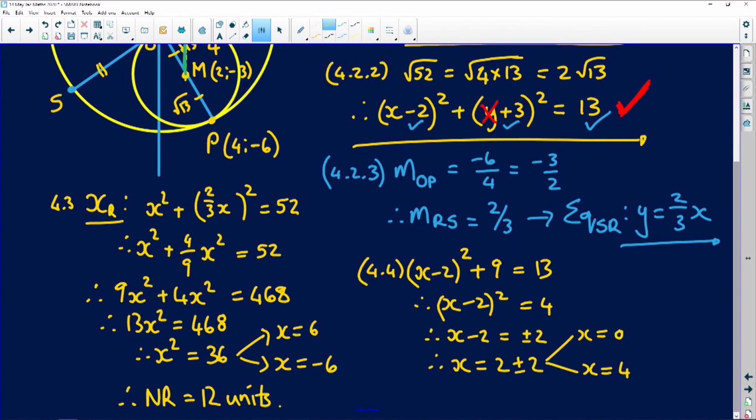So let's just see if they named the common chord. Calculate the length of the common chord. So we just say the common chord is 4 units long.